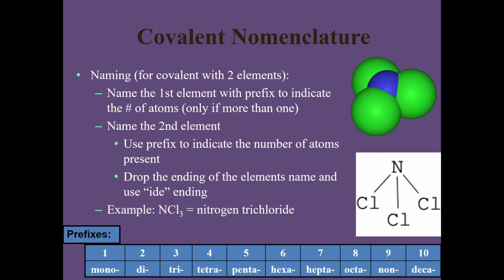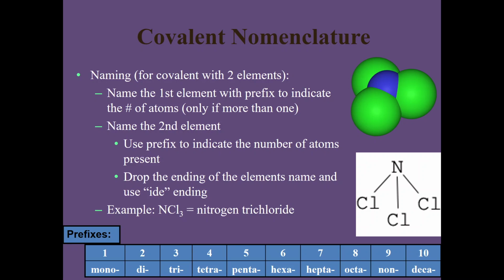Well, this one's more complicated. If it was ionic, it would just be nitrogen chloride. You don't have to memorize the fact that tri means 3. So nitrogen and 3 chlorine, NCl3. Since nitrogen is only 1 and it's the first element, we don't use mono-nitrogen, we put nitrogen trichloride.